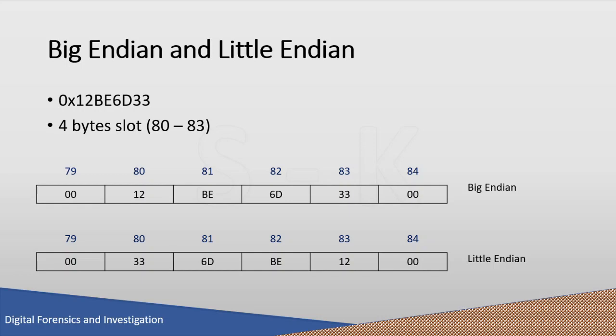If we want to store this data into memory locations 80, 81, 82, 83 in the Big Endian format, then 12 will be stored at location 80, BE at location 81, 6D at location 82, and 33 at location 83. If we want to store the same data in the Little Endian format, in that case, 33 will be stored at location 80, 6D at 81, BE at 82, and 12 at 83.